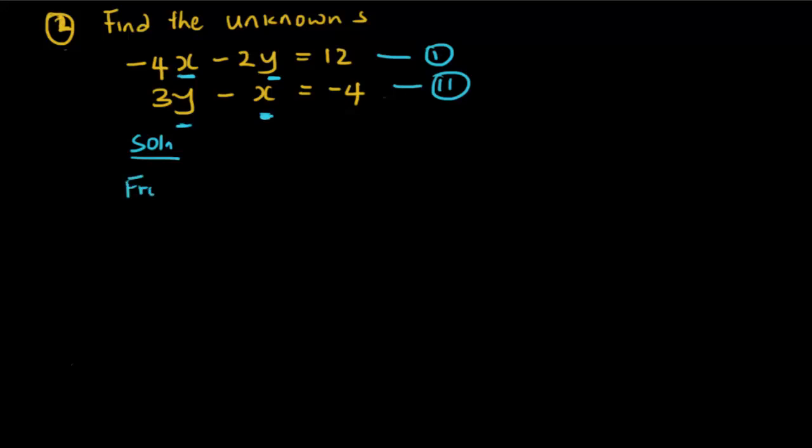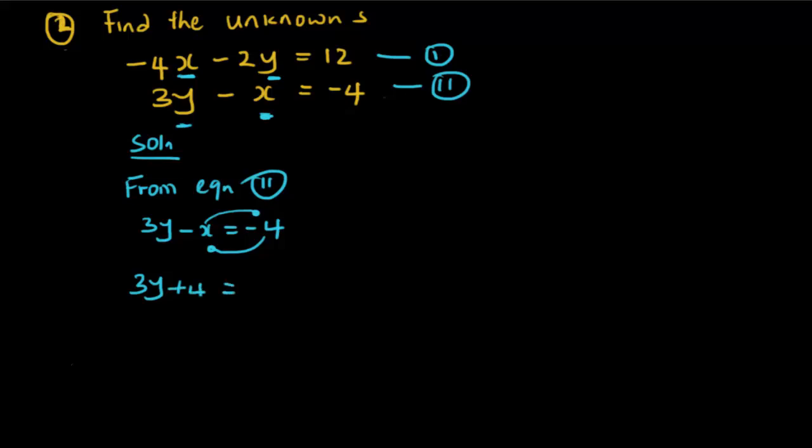So I say from equation 2. Now what is equation 2? 3y minus x equals minus 4. Now I try to make x the subject of the formula. So I'm going to take x to this side and bring minus 4 to this side. The reason for that is that if I take x to this side, I will have plus x, which makes my life easier. Alright, so 3y, if minus 4 crosses to the other side, it becomes plus 4, equals, if minus x crosses to the other side, it becomes x. So which means x equals 3y plus 4.